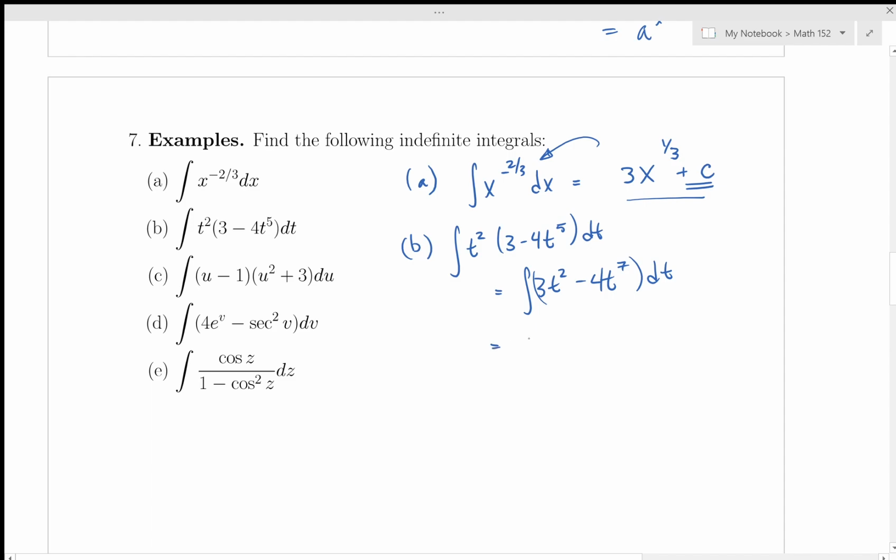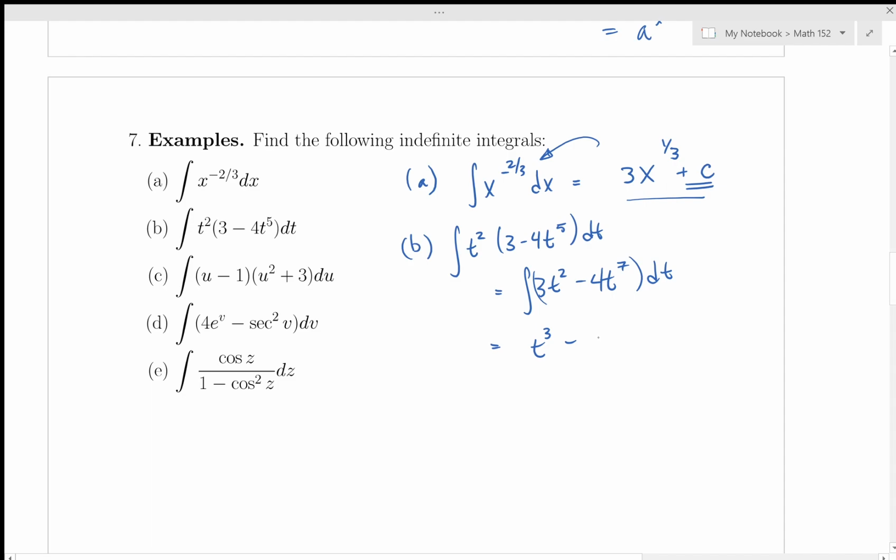So I'll just do that here. I'm thinking, what is the integral of 3t squared? Well, that would be t cubed. And then in my head, I'm just quickly differentiating. Yep, 3t squared. And then what function has derivative t to the 7?